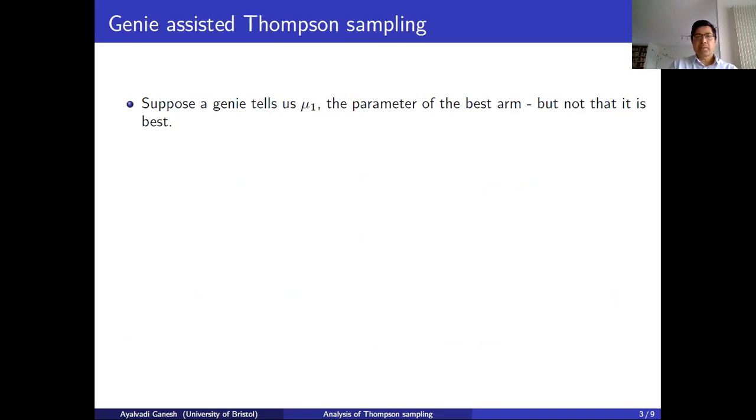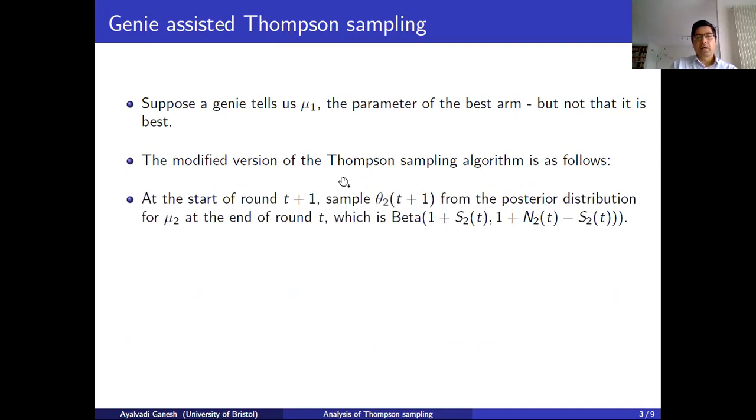Okay, so the natural modification of Thompson sampling to this setting is as follows. The genie has already told us the parameter of arm 1, so we will not have to sample for this parameter. So we have no uncertainty whatsoever about mu1. There's no prior, we always know mu1. So it's only mu2 about which we have uncertainty.